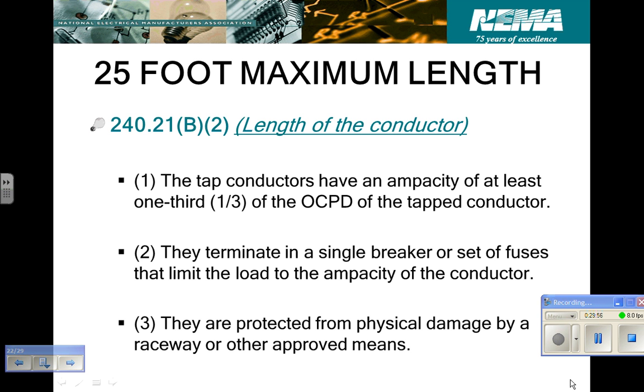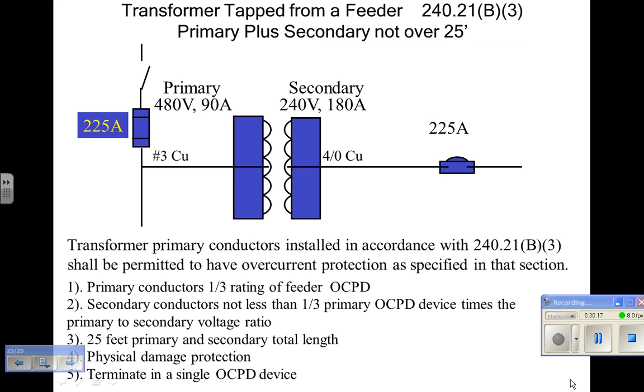Okay, and again, we're talking about the length of the conductor. Tap conductors have an ampacity of at least 1/3 of the overcurrent protection device of the tapped conductor. They terminate in a single breaker or set of fuses that limit the load to the ampacity of the conductor. They are protected from physical damage by a raceway or other approved means. And there's actually a couple of rules here we have.